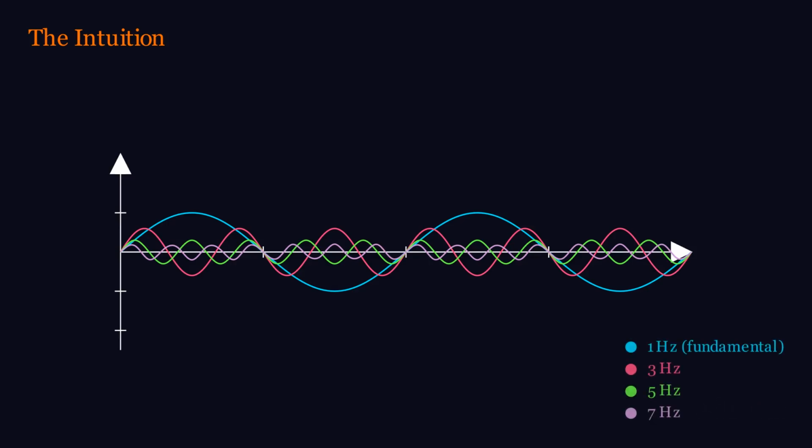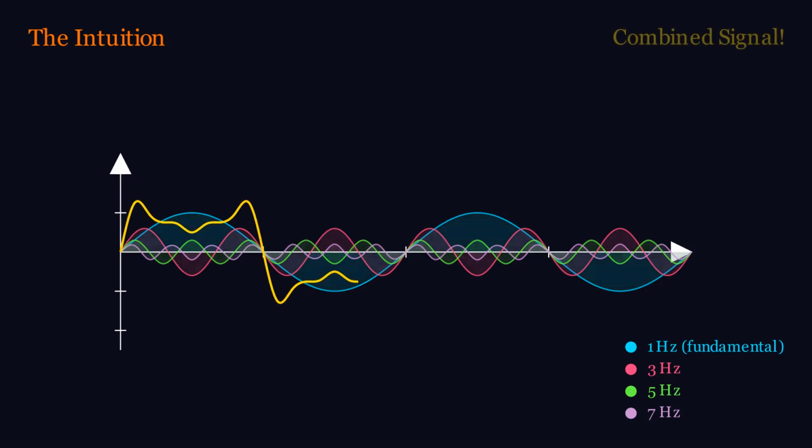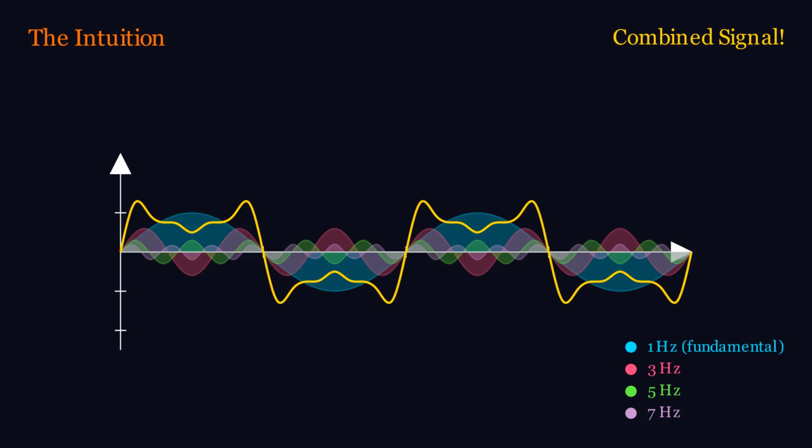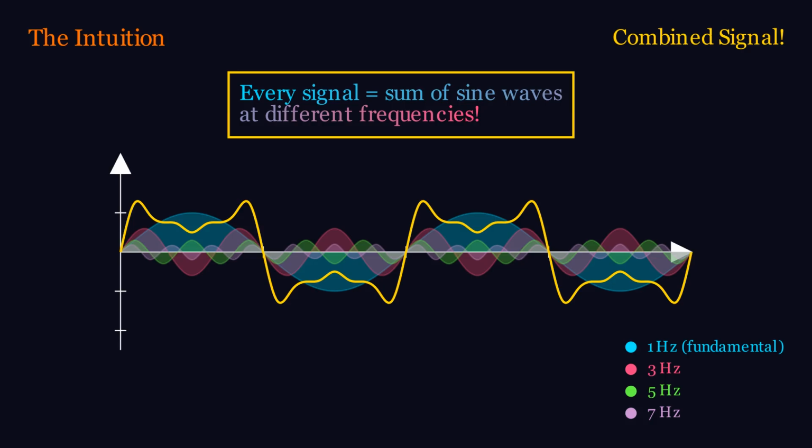Now here's the key insight. The Fourier transform works in reverse. You give it a complex signal and it finds the individual sine waves hiding inside. It identifies each frequency and its amplitude. Every signal is just a recipe. The Fourier transform reads that recipe and tells you exactly which ingredients are in it and how much of each one. Now let's look at the formula.